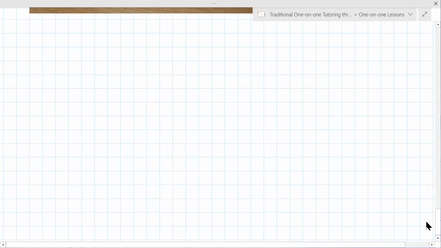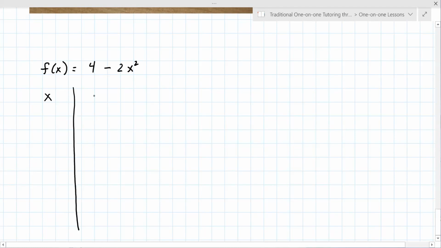All right. Let's do. Okay. Let's say f of x equals 4 minus 2x squared. Okay. And we're going to make a table. Here's x. And then here's f of x. Now I'm going to tell you the values to put in. All right. Now, when you do this, we're going to do these down here first because these are easier. Okay. We're going to put 1 or 2 in first.